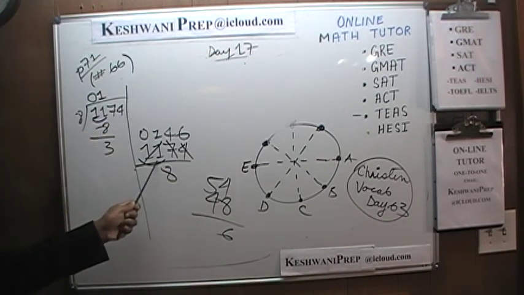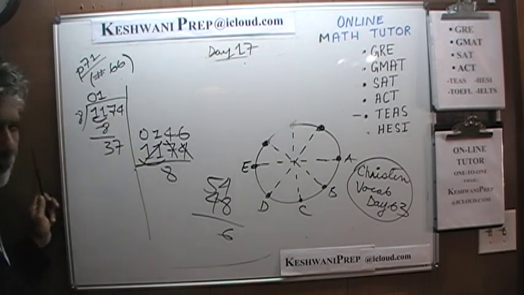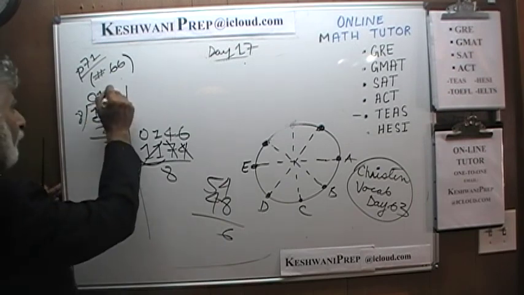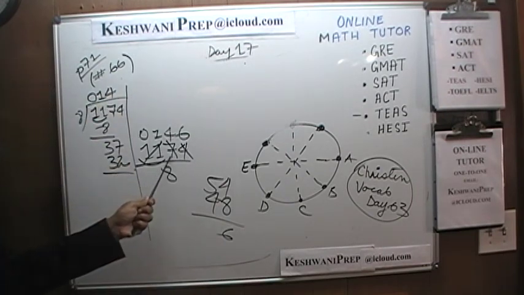What happens to the 3? The 3 goes and joins the 7 and becomes a 37. And 37 has 4 8s. 4 8s are 32. After we take away 32 from the 37, we have a remainder of 5.